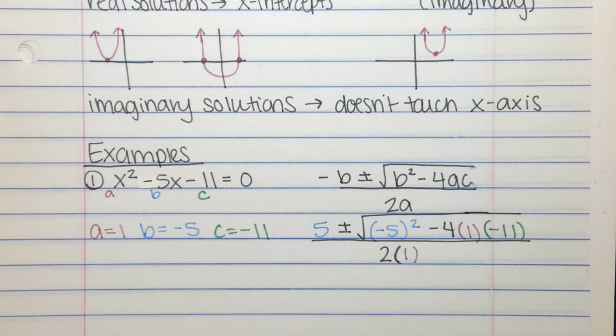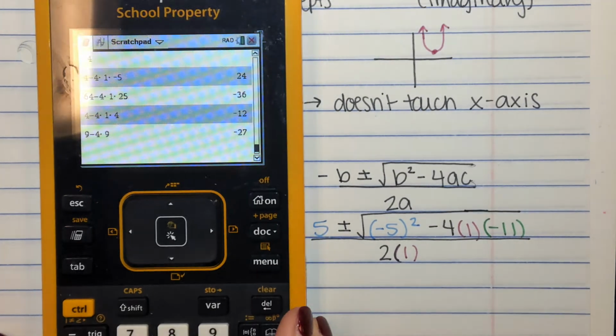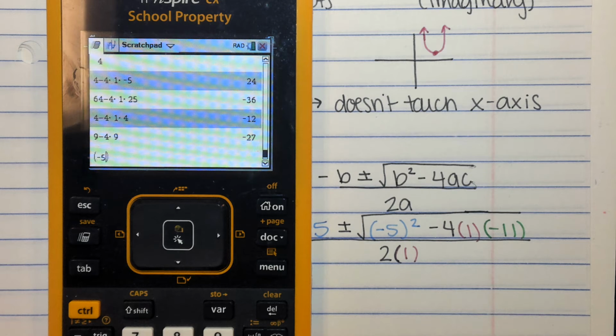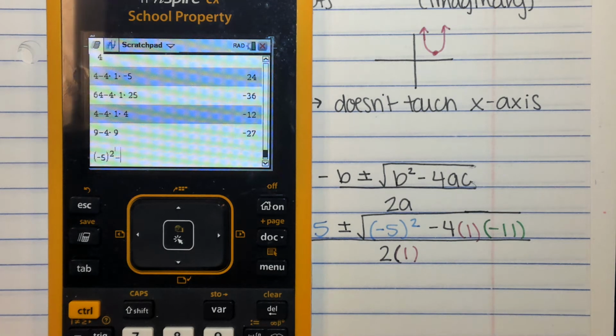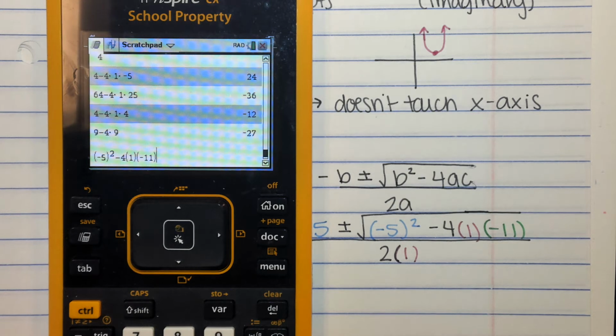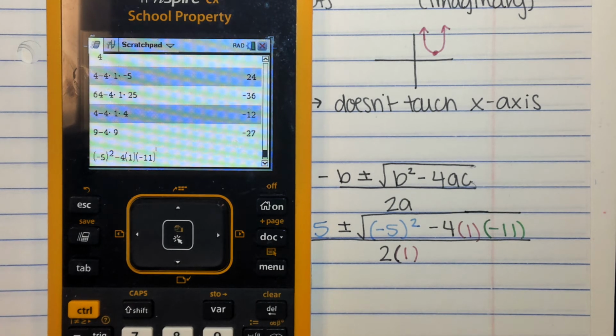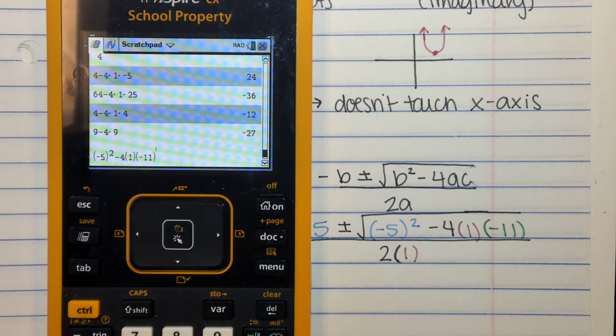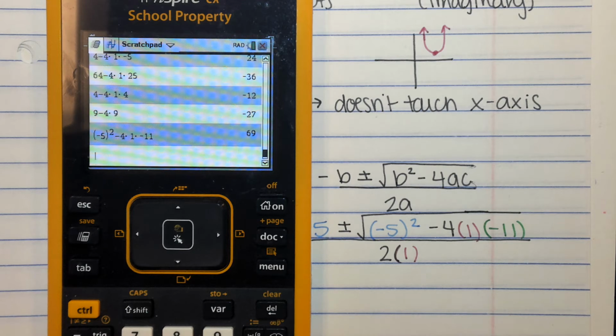Now, you cannot type this whole thing in the calculator. So what I want you to do is you can type what's underneath the radical. So I'm going to grab my calculator, and I'm going to do parentheses negative 5 squared minus 4 times 1 times negative 11. Okay, you can type that part in the calculator, but that's it. Don't type the radical in there. All right, so I got 69.